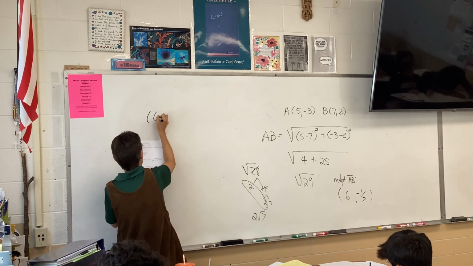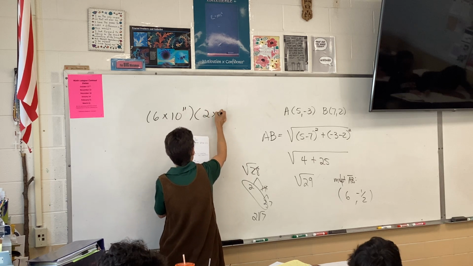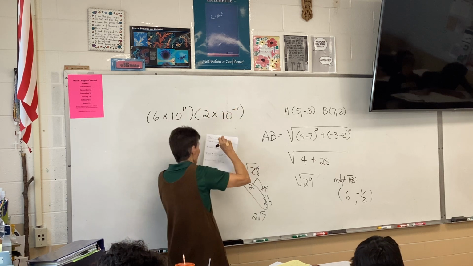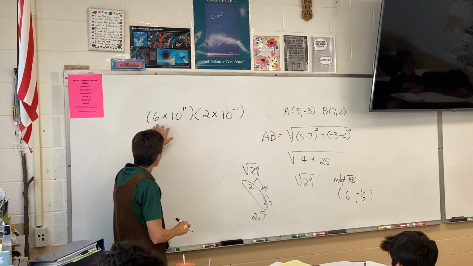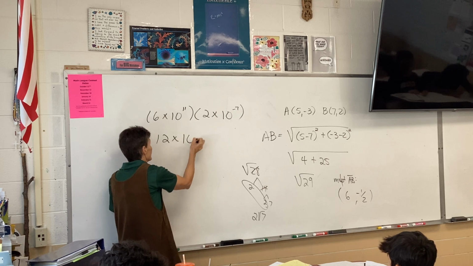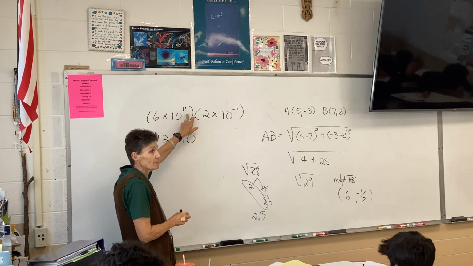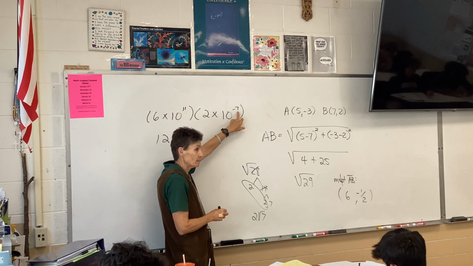Okay, I gotta multiply these together without a calculator. Oh my, we can do that easily. What is 6 times 2? 12. I have 11. And I have negative 7.